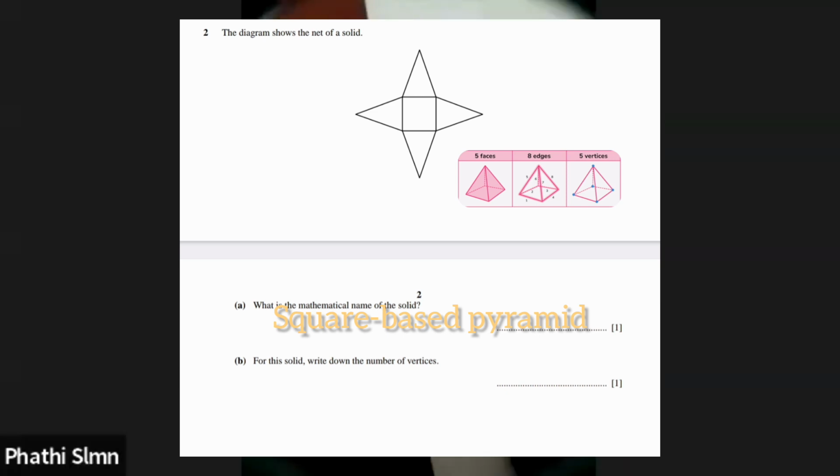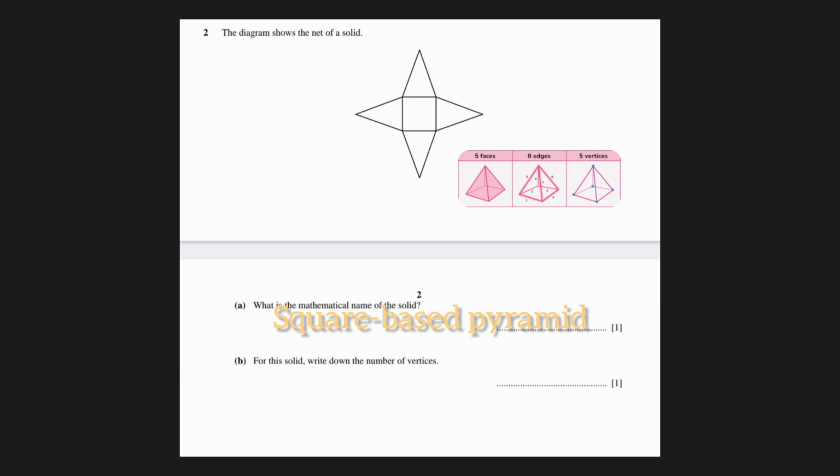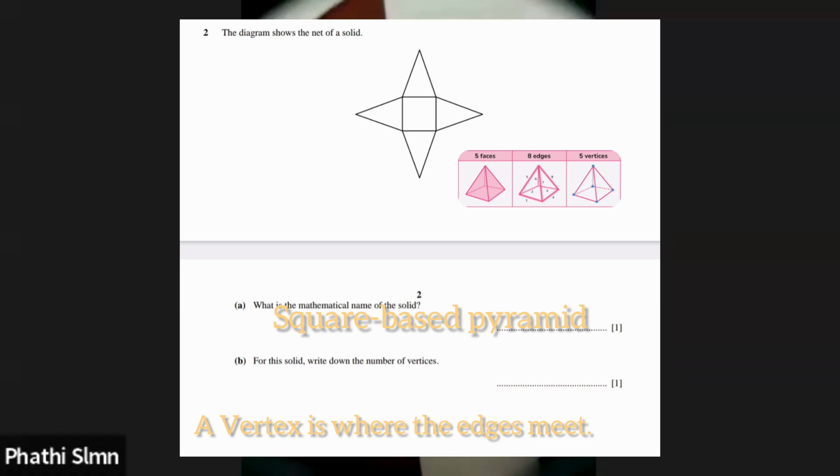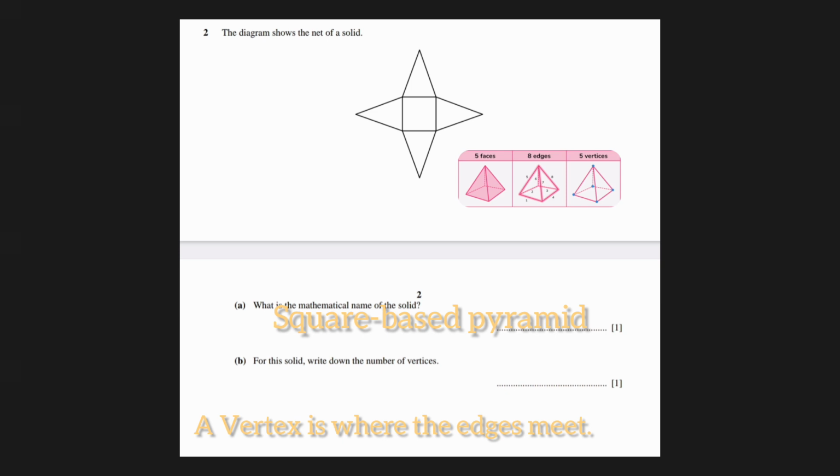Do we know, guys, what a vertex is? No, ma'am. Okay, a vertex is where the edges meet. So when you've got a shape like that, you are checking where the edges meet. That's where your vertex is. So a vertex is where the edges meet.